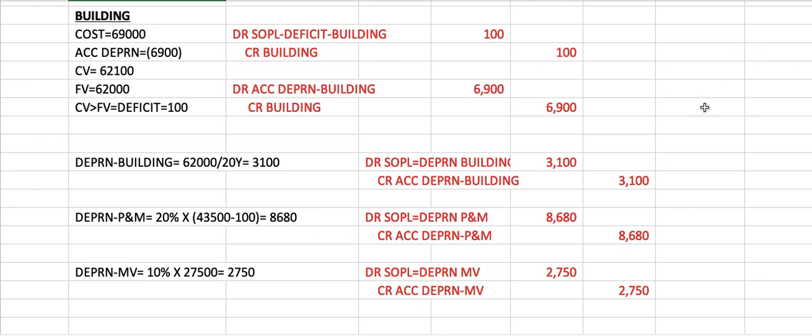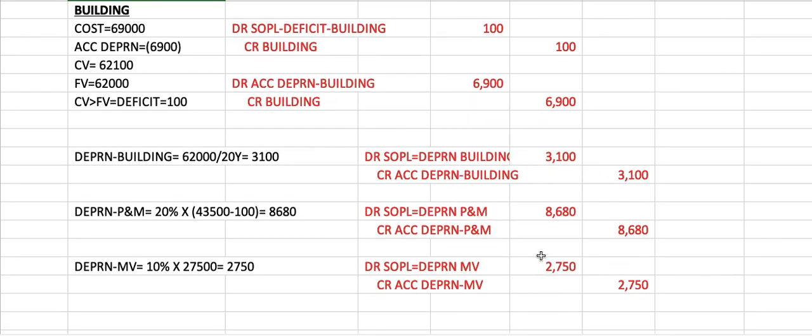And motor vehicle is 10% on the straight line method. Straight line method, that means the percentage you will times with the cost. So the cost of the motor vehicle from the trial balance is 27,500. So depreciation is 2,750. Okay. So these are the entries for depreciation.